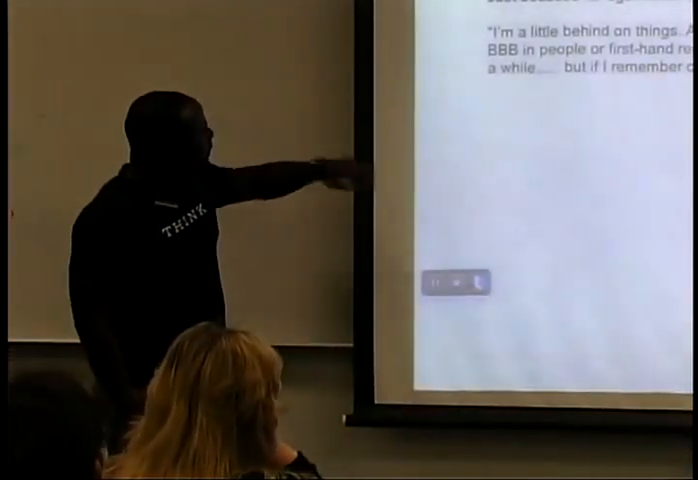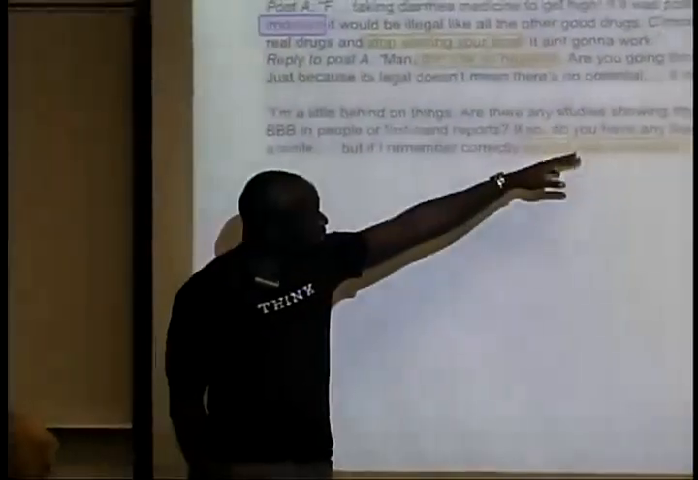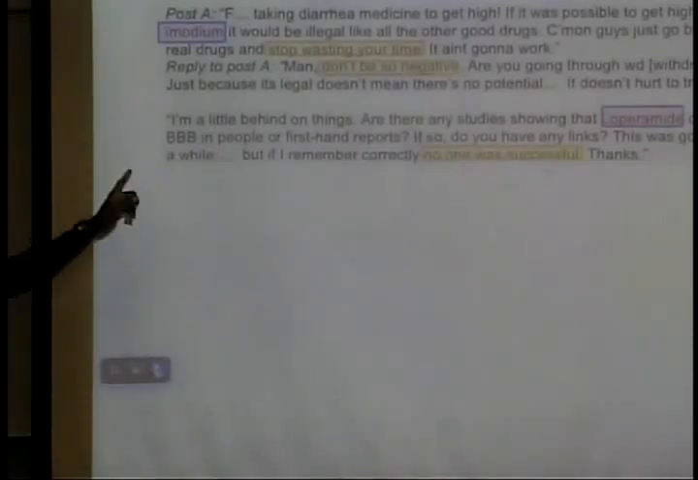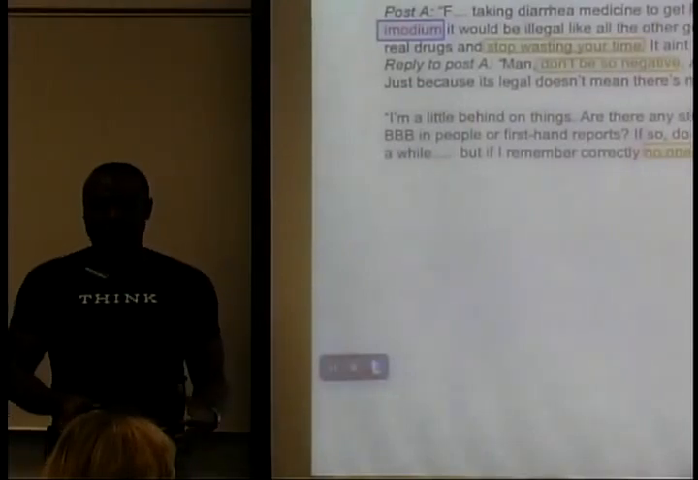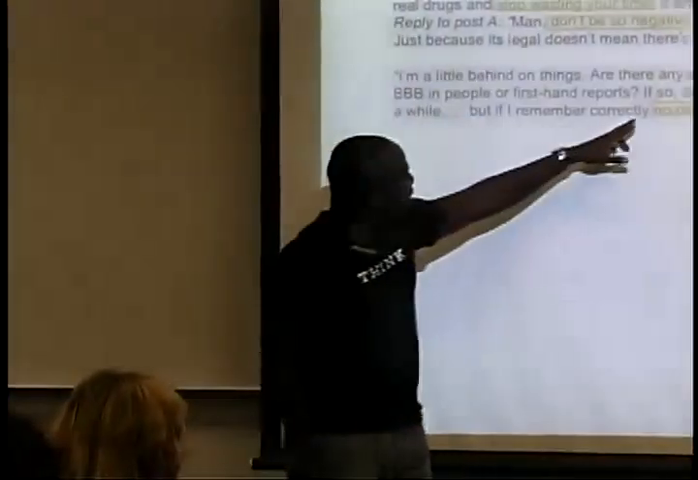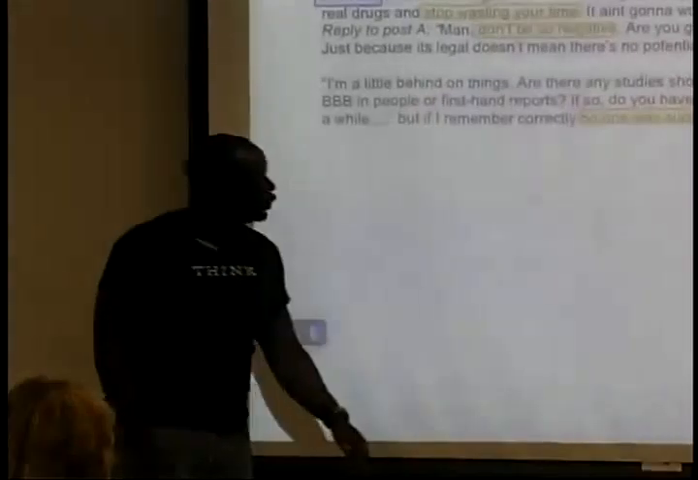In the second scenario, someone else says, well, I'm a little bit behind on things. Are there any studies that show that loperamide crosses the blood-brain barrier? That's the BBB. Again, it would be important to be able to recognize that BBB is the blood-brain barrier, because if you would like to look at posts that study loperamide with respect to the blood-brain barrier and what it is that people know in the community, you'd like to see this. If you don't know this, then okay. If so, do you have any links? So this guy is perhaps more of a researcher or scientist, you'd like to see links. He says that this has been going on for a while, but if I remember correctly, no one was successful. But it's been an idea that perhaps at this time it seems that the use of loperamide for self-medication is not as pervasive as it is now. Interesting.